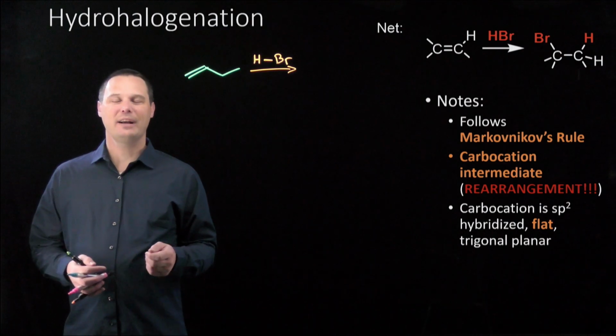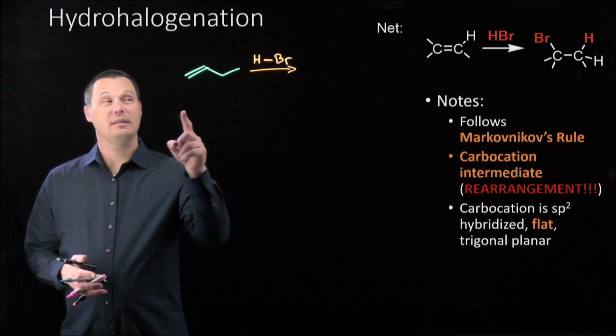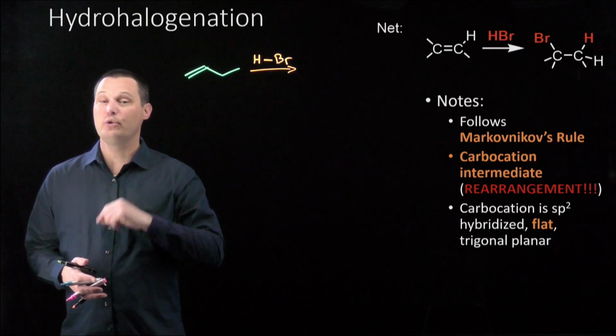The hydrohalogenation reaction is probably the most prototypical alkene addition. Keep watching, because there's a lot more baked into this simple reaction than you might be expecting.